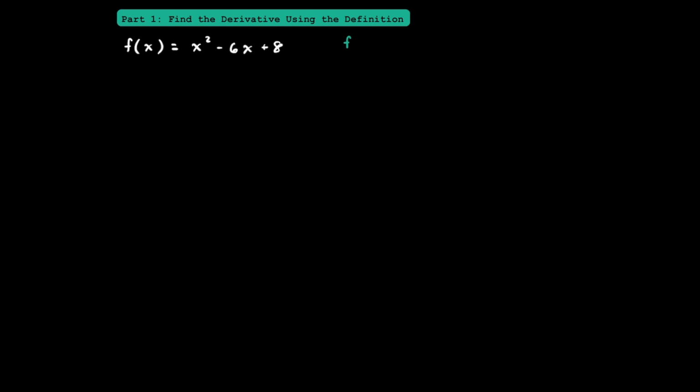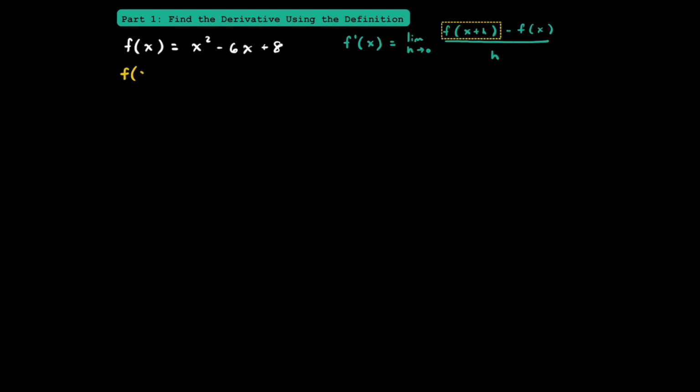The definition of the derivative we're going to be using is f prime of x, or the derivative, is going to be equal to the limit as h is approaching 0 of f of x plus h minus f of x all over h. Let's break down the definition to a couple smaller pieces. Remember that f of x in the definition is just our original function.